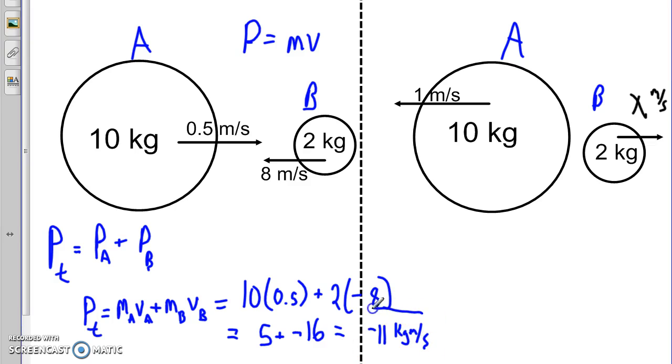Alright, this is the total momentum, so very important. You understand that you can even put it up here at the top because it's going to be true. The total momentum is going to be -11. Now let's write this exact same equation for the second half, for this side.